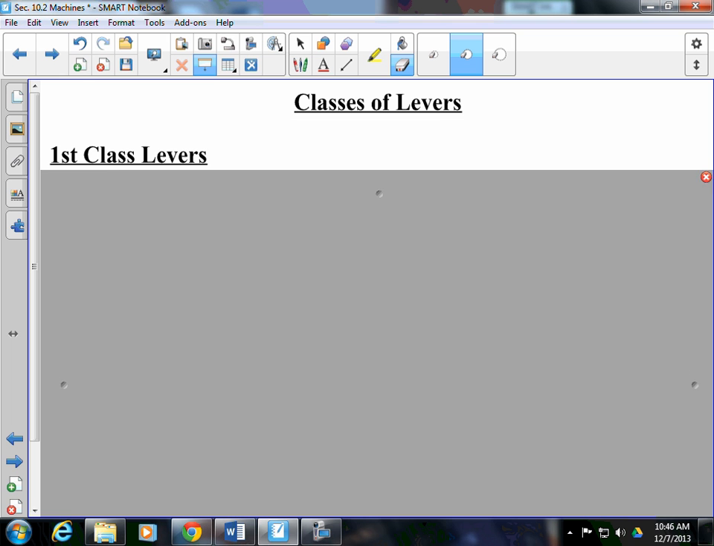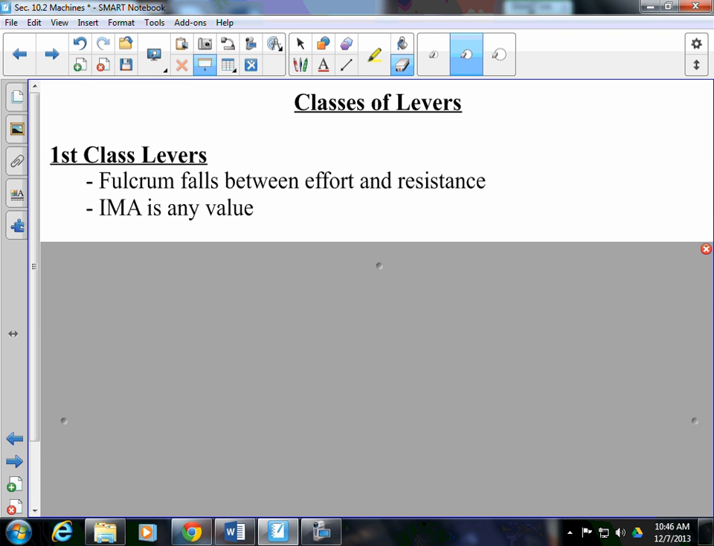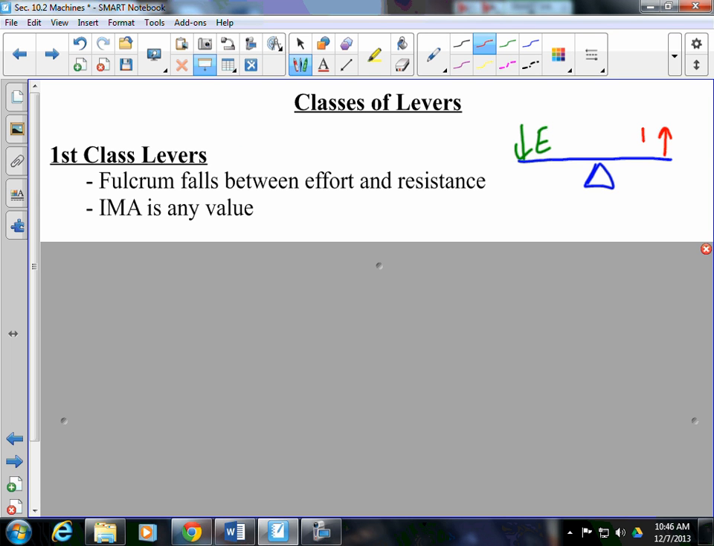So when we talk about classes of levers, we have our first type of lever, the first class lever. The fulcrum falls between the effort and the resistance. So we have a lever, we have the fulcrum, we have the effort, and we have the resistance. What common objects are first class levers? The fulcrum is in the middle, our pivot point is in the middle. Well, right away it looks like a seesaw, but what other common machine would be a first class lever?